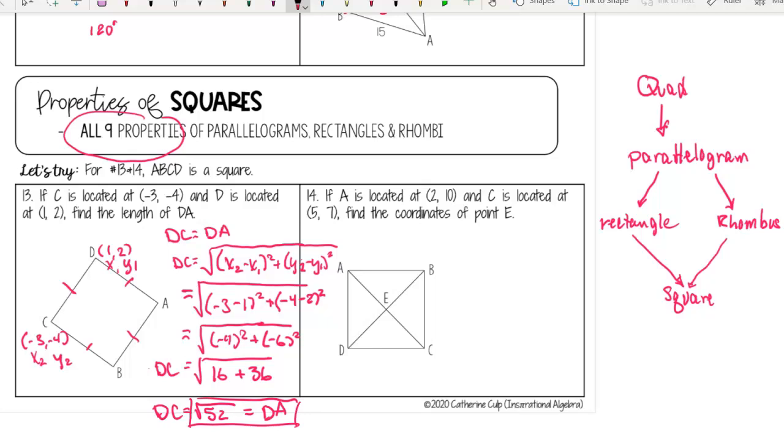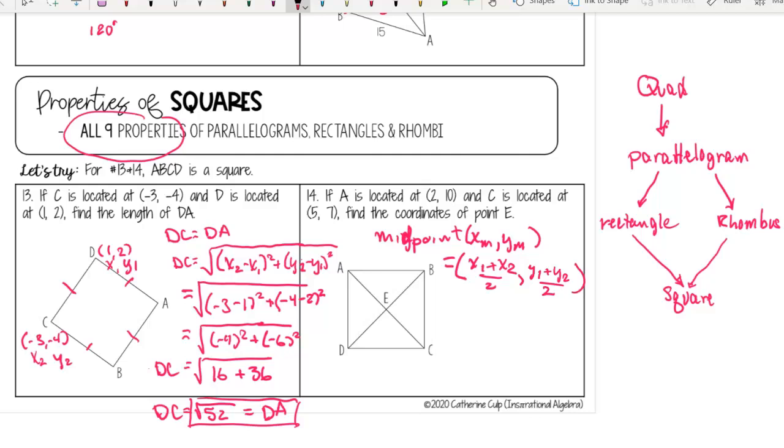And the last one, we have to use the midpoint formula. So the midpoint formula is like this: XM, YM equals x1 plus x2 over 2, y1 plus y2 over 2.